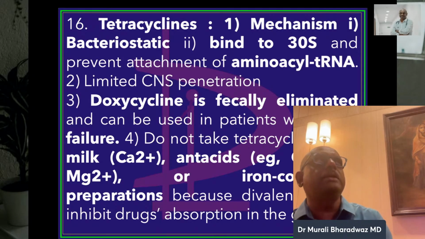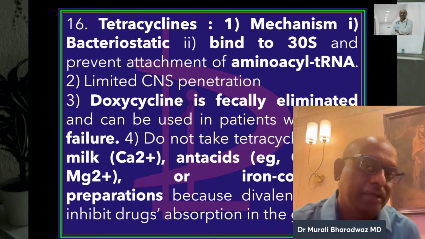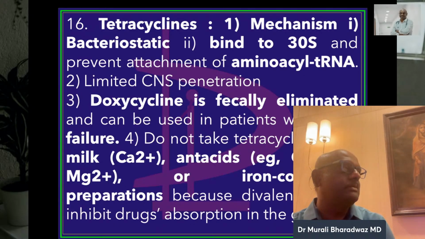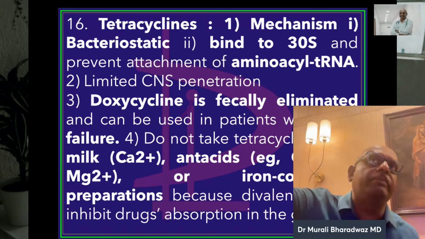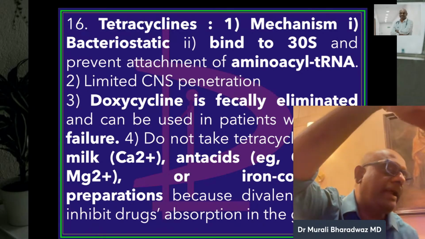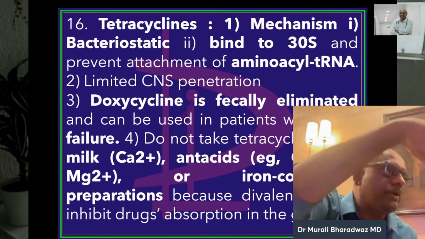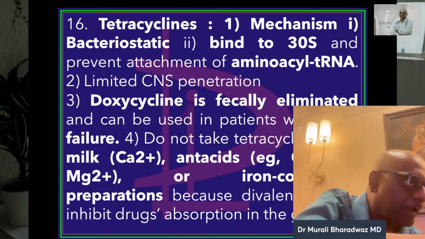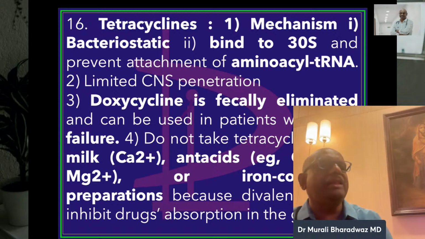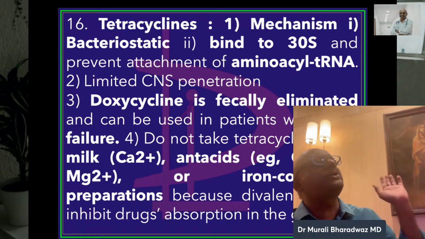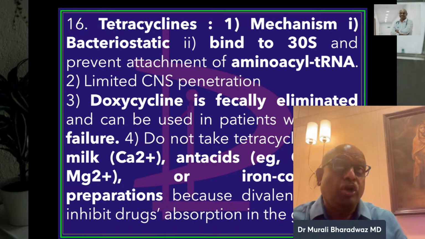Now, tetracyclines, what is the mechanism? They're bacteriostatic. They bind to the 30S, aminoglycoside and tetracycline. And they prevent the attachment of the aminoacyl tRNA. tRNA brings the amino acid and needs to drop it. For that, it needs to come and bind, right? So that step is prevented. They have a very limited CNS penetration, not useful for meningitis.